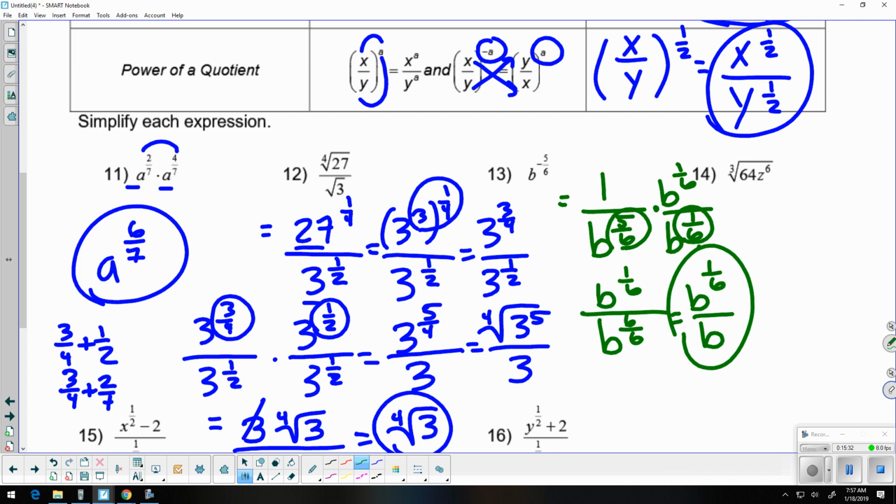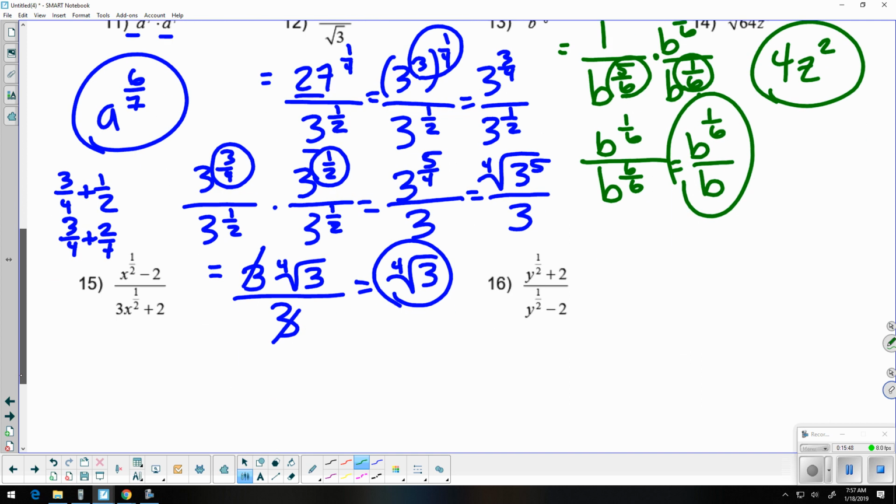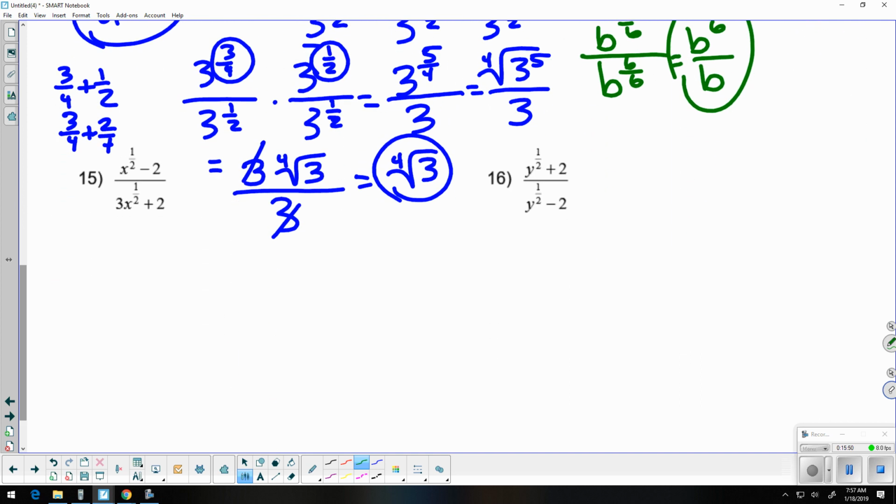Okay? 14, taking the cubic root. So we're taking the cubic root of each term. We're taking the cubic root of 64, and that's 4. Cubic root of z to the 6, and that's z squared. So kind of keeping that one a little bit easy. All right, at the bottom though, we have x to the 1/2 minus 2. That's all over 3 times x to the 1/2, and then plus 2.